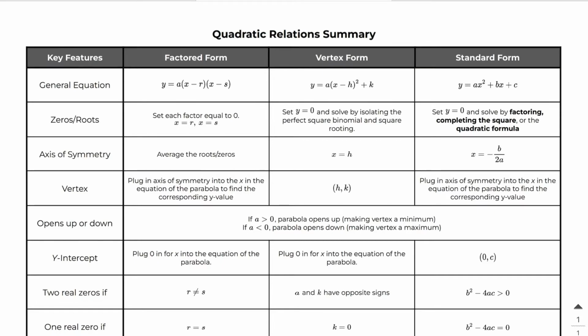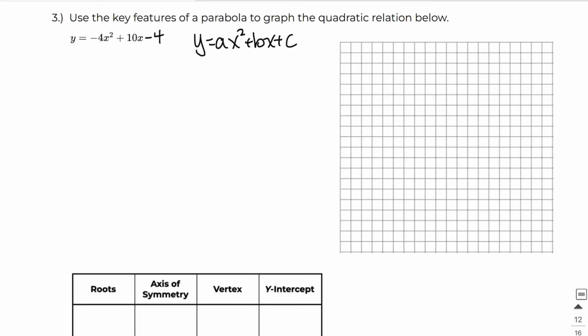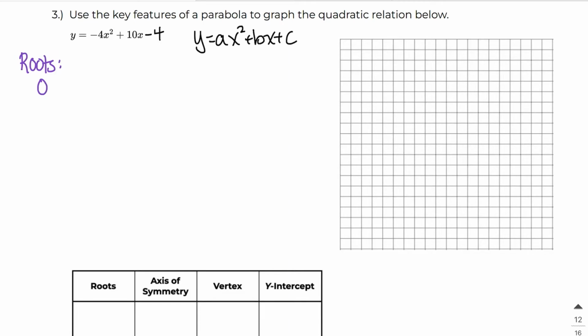Now, if it is possible to factor, that's what we're going to do. So let's start by trying to see if we can factor. I'm going to replace the y with 0. So here I'm going to say 0 equals negative 4x squared plus 10x minus 4, and I'm going to try to factor. The first question I always ask myself whenever I factor is: is there a GCF? And there is. There's a 2 in common with all three of these numbers. They're all divisible by 2.